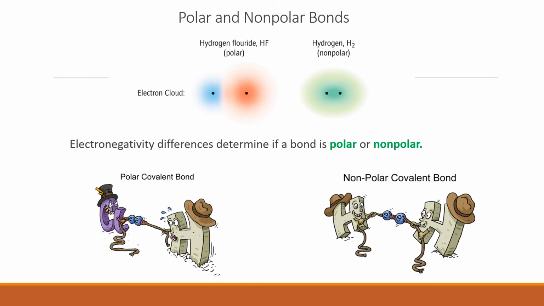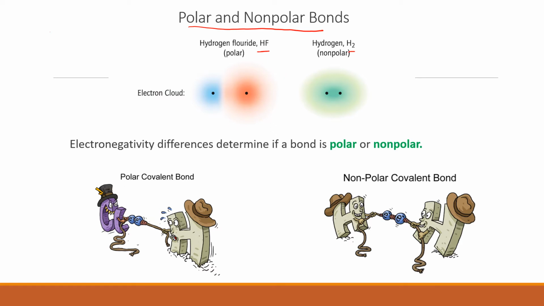When covalent bonds are formed, the difference in electronegativity between two atoms that form a covalent bond determines whether the bond is polar or non-polar. Let me explain with the help of an example. Imagine that we have two different covalent molecules. One is HF, the other one is H2.